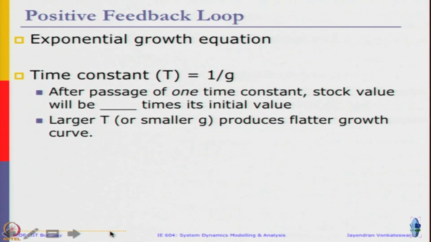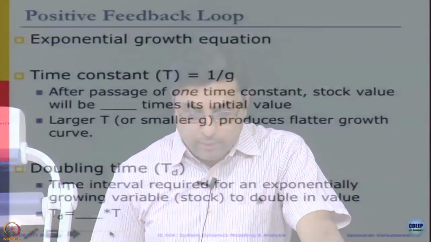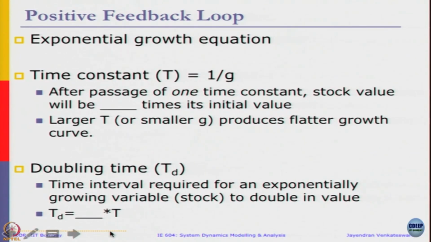As we are looking at a more modeling course, we need to understand what will happen based on the values of g. If you have a large value of g, then the growth is going to be steeper. If it is a smaller value of g, growth is going to be flatter. It is going to take much more time before you actually perceive the exponential growth. Doubling time is the time interval required for an exponentially growing variable to double in its value. Td is 0.69 times your time constant.